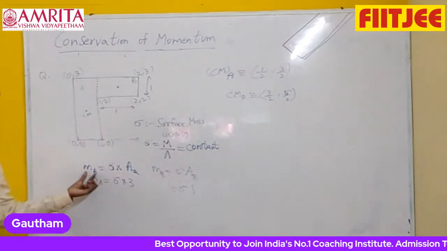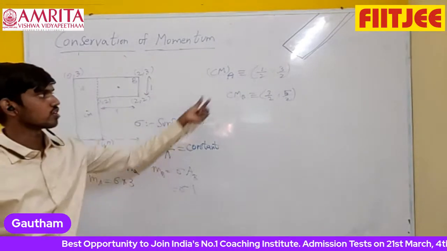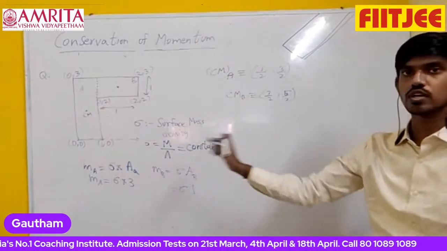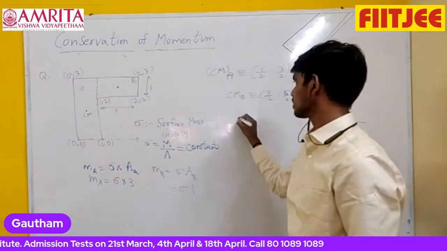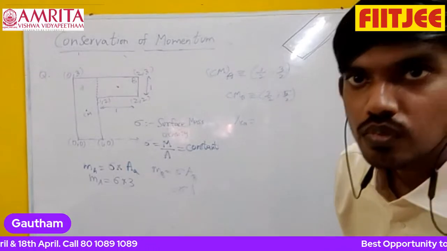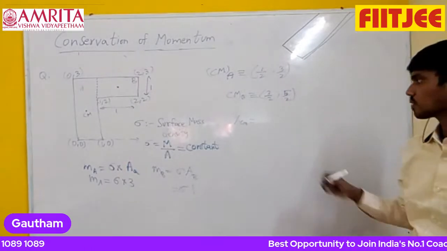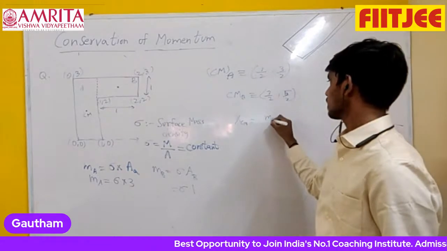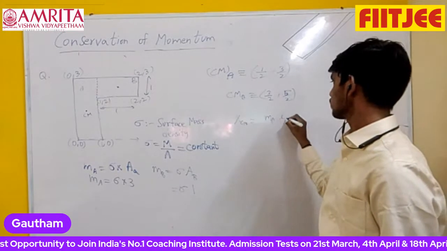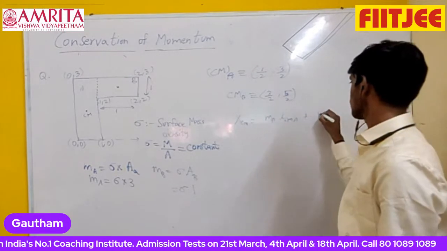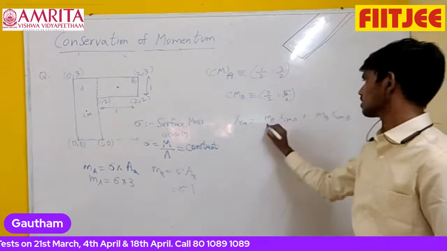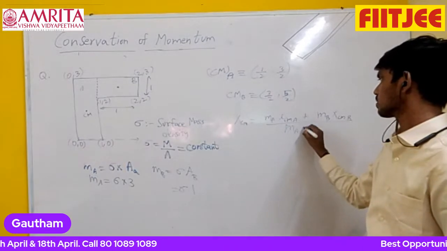So now we got mass of A, mass of B, center of mass of A, center of mass of B. I can use the formula for total center of mass of the L-shaped body. So center of mass of L-shaped body, x coordinate will be equal to mass of A into x coordinate of center of mass of A plus mass of B into x coordinate of center of mass of B divided by mass of A plus mass of B.